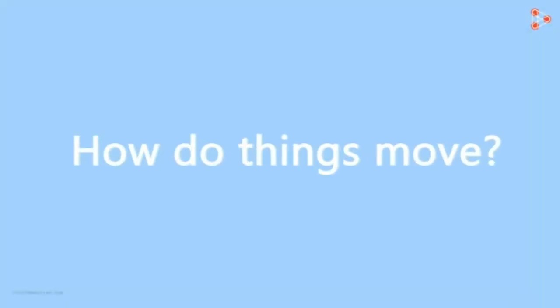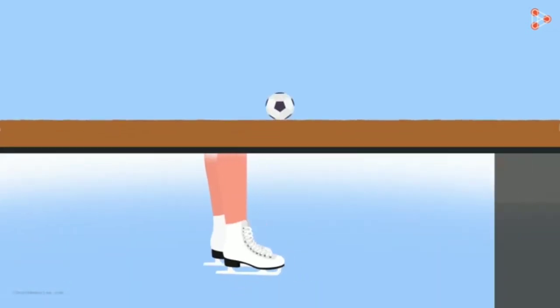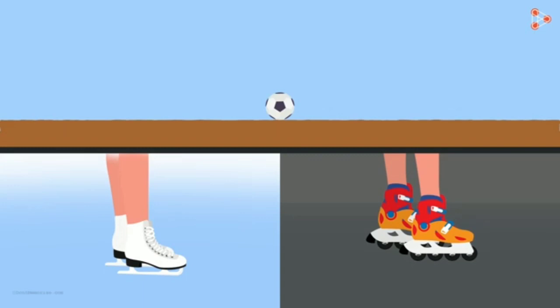So, with a small demonstration, you will see what friction is. How do things move in real life? Say a ball is moving on a flat ground and there's no external force acting on it. Will the ball eventually come to a halt? Yes, it will. Have you ever wondered why? Say you're skating on an ice rink and your friend is skating on the road. Whose movement do you think will be smoother?